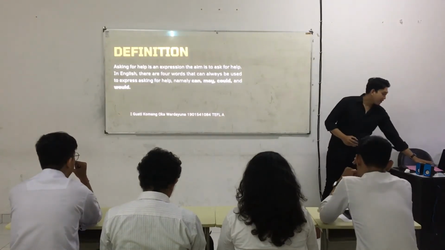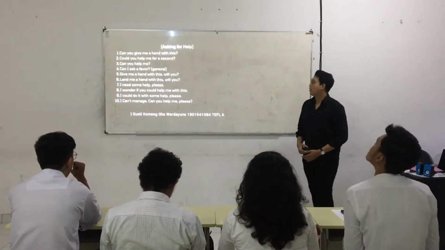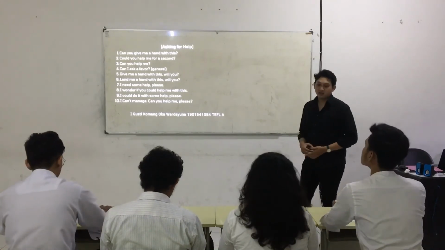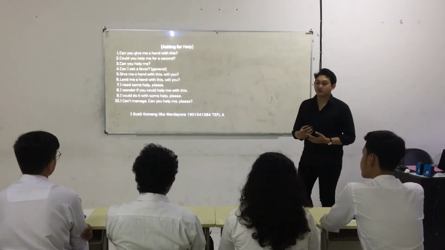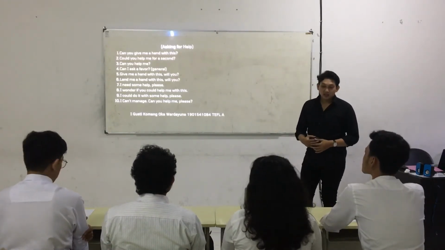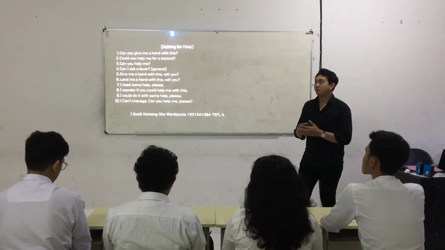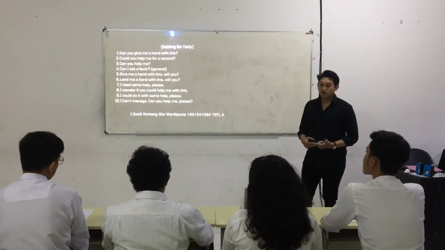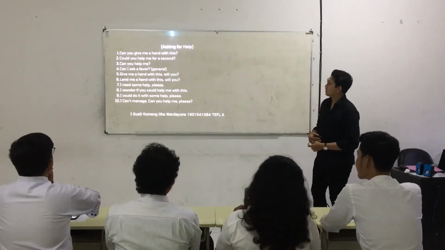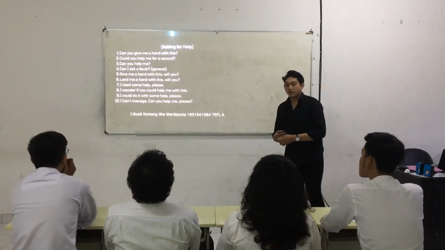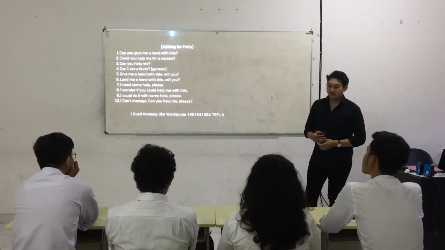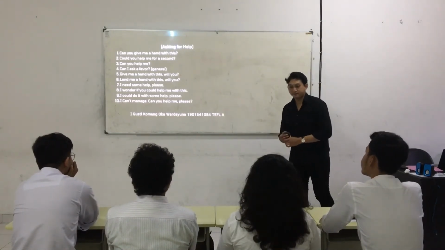So there are several expressions that can be used for asking for help. The first one is, can you give me a hand with this? These expressions can be used for our close friends or people who are younger than us. However, it should not be used for our parents, because it is considered impolite. And the next expression for asking for help is, could you help me for a second? This expression can be used for people who are older than us because it is considered more polite.